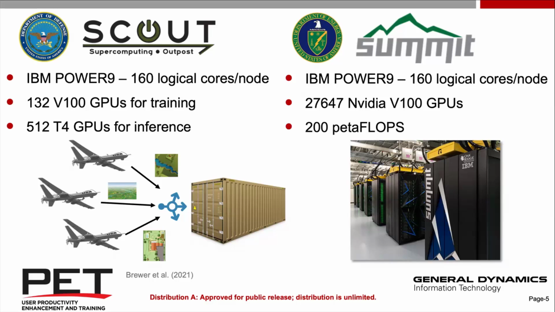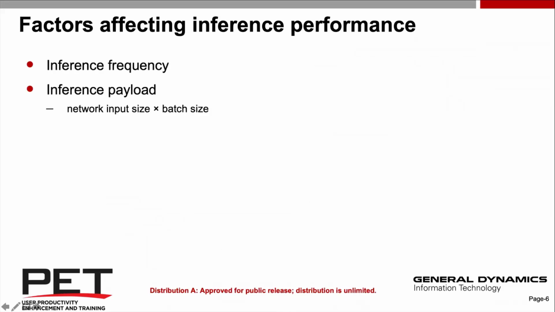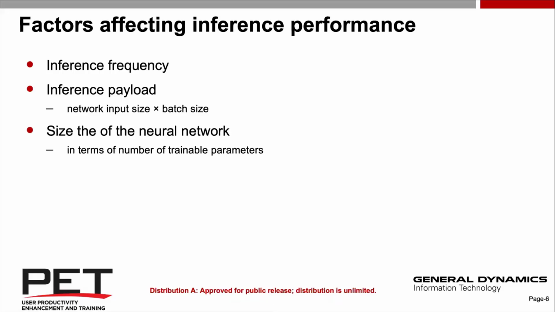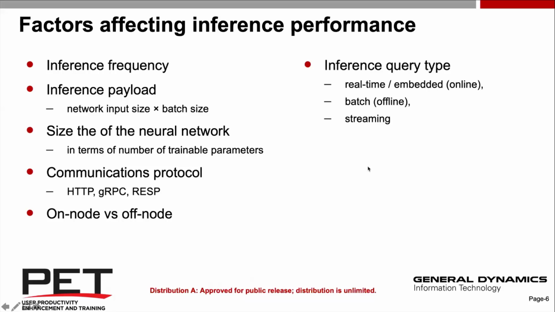So one of the goals of this work is to understand how to optimally deploy machine learned surrogate models on these types of machines. In order to do that, we need to understand what kind of factors affect inference performance. These include inference frequency, the inference payload, which is the network input size times the batch size, the size of the neural network in terms of the number of trainable parameters, the communications protocols we use, such as HTTP, gRPC, or the Redis serialization protocol, RESP, whether we're doing the inferences on the same node or making the request from another node, and the inference query type.